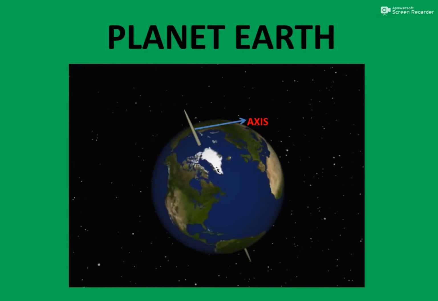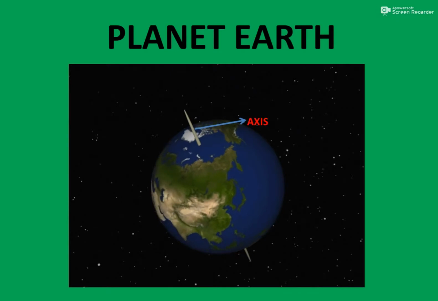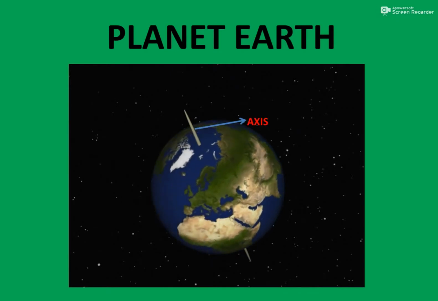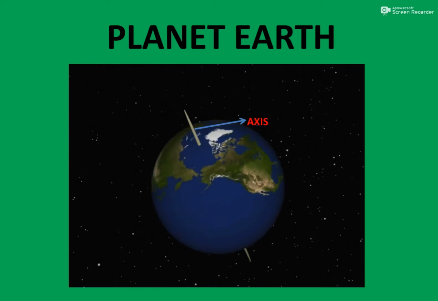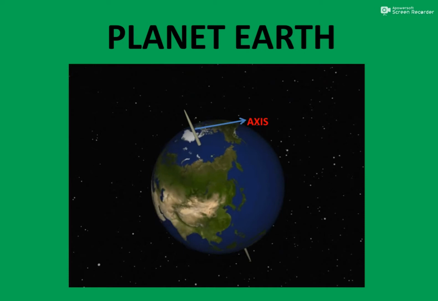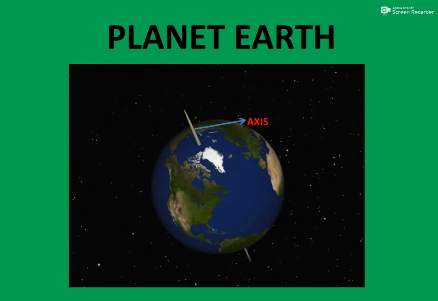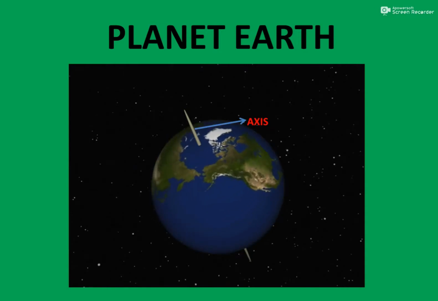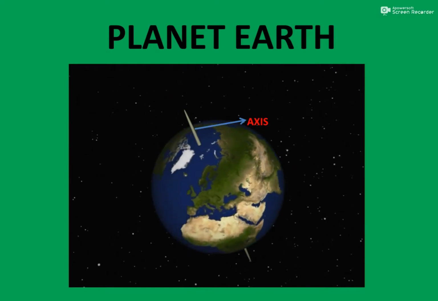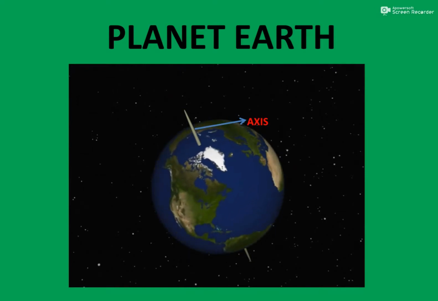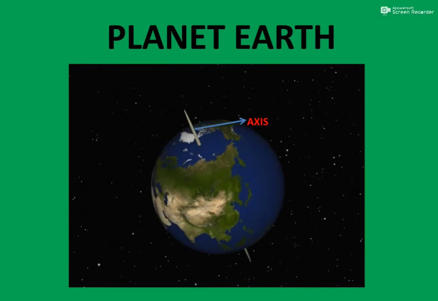Now why do we have this line, children? We have this line so that we can understand that the earth rotates on its axis. Can you see it rotating? Yes. And this is an imaginary axis that we have drawn. But this is not the only line which we have drawn. There are many more imaginary lines that are drawn on planet Earth for our convenience. Let's take a look at these lines.